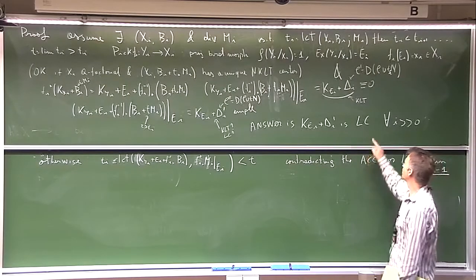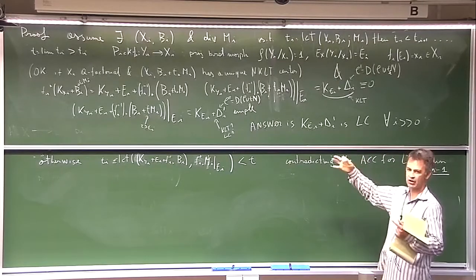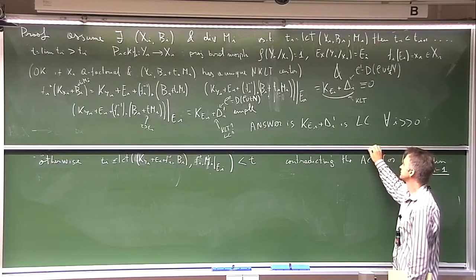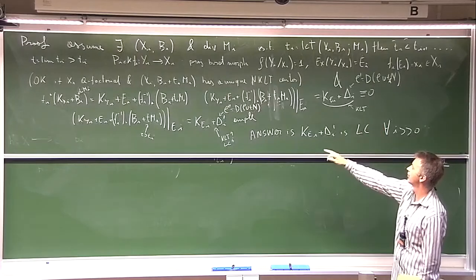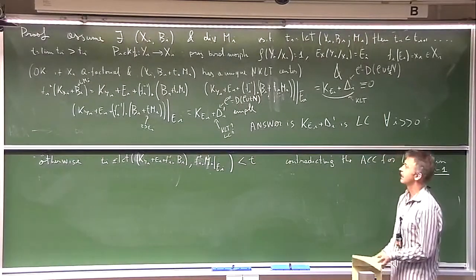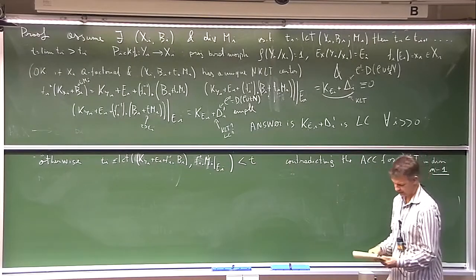Okay, so now that we know that it's log canonical, this is yet another reason why it's important to be able to work with log canonical pairs. It's log canonical, ample, with coefficients in a DCC set. I still haven't found the contradiction, but I have something I can work with, right?